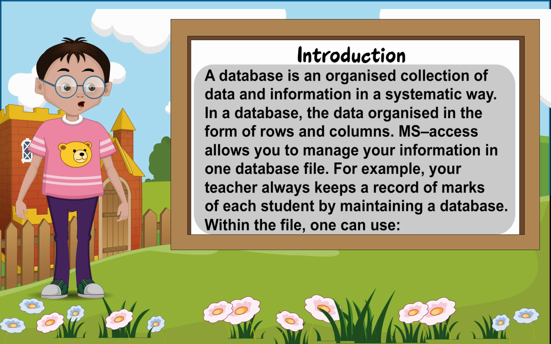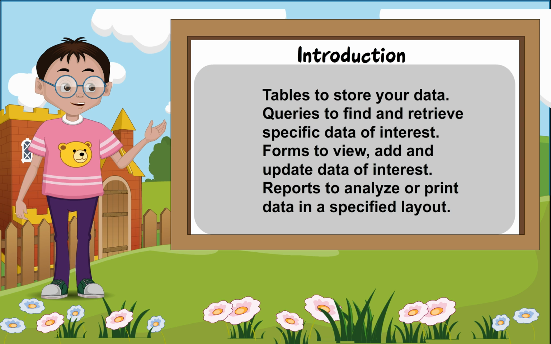Introduction. A database is an organized collection of data and information in a systematic way. In a database, the data are organized in the form of rows and columns. MS Access allows you to manage your information in one database file. For example, your teacher always keeps a record of marks of each student by maintaining a database. Within the file, one can use tables to store your data, queries to find and retrieve specific data of interest, forms to view, add, and update data of interest, and reports to analyze or print data in a specified layout.